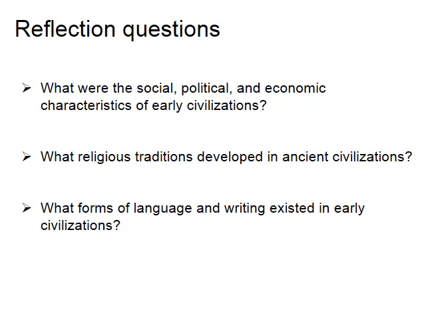Take a look at these three questions, right? These three questions have been answered by the lecture, right? So what would I like you to do? I would like for you to talk it over with a neighbor. I would like for you guys to talk about what were the social, political, and economic characteristics of ancient River Valley civilizations. After you guys talk about those three things, I want you to talk about what were the religious traditions of ancient River Valley civilizations, and then three, what forms of languages and writings existed in ancient River Valley civilizations. Those three questions are crucially important to the test.